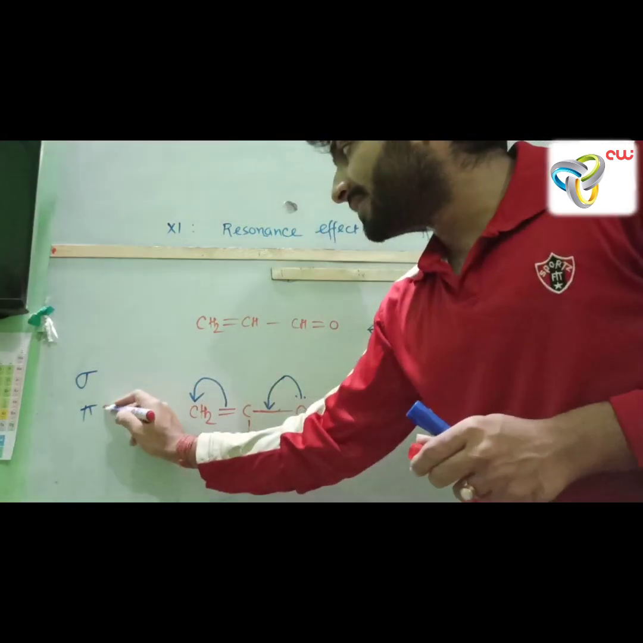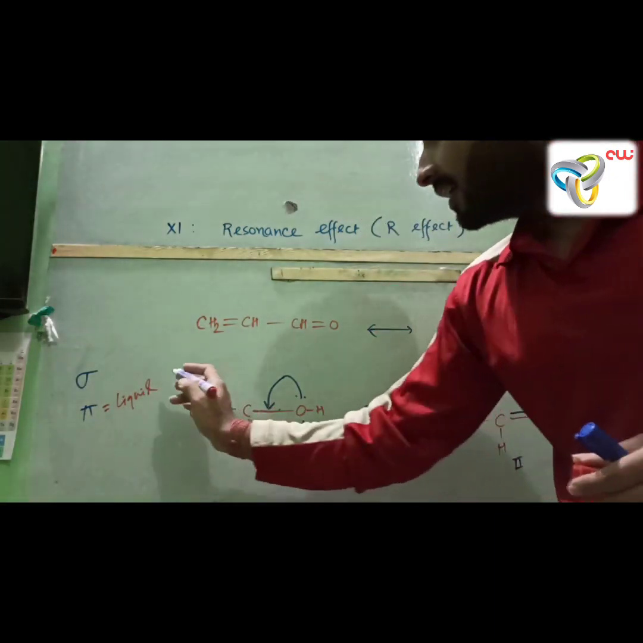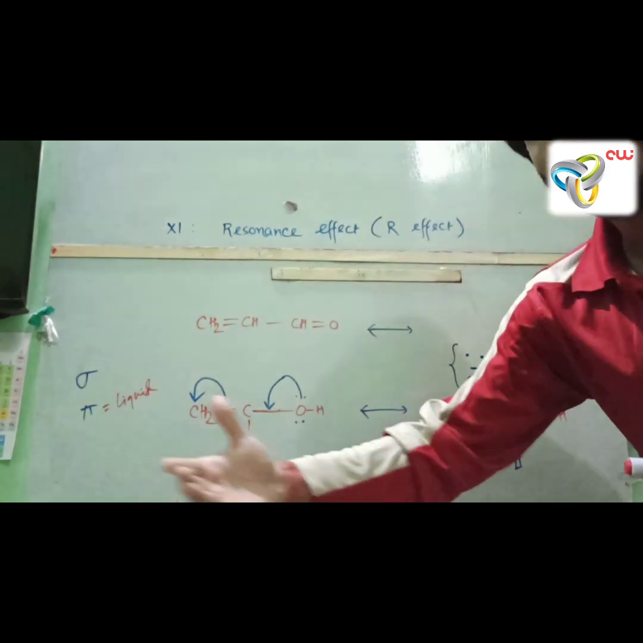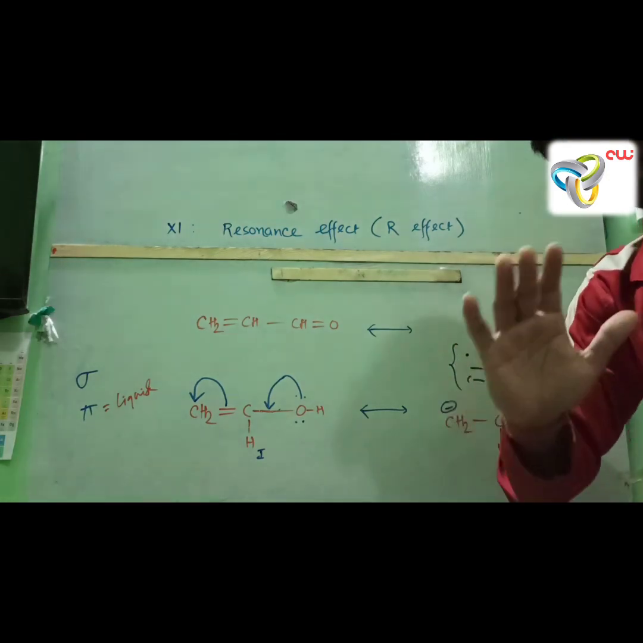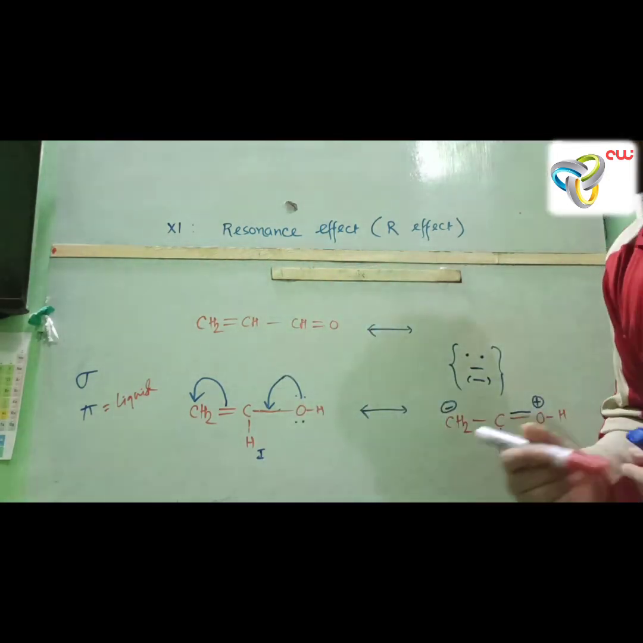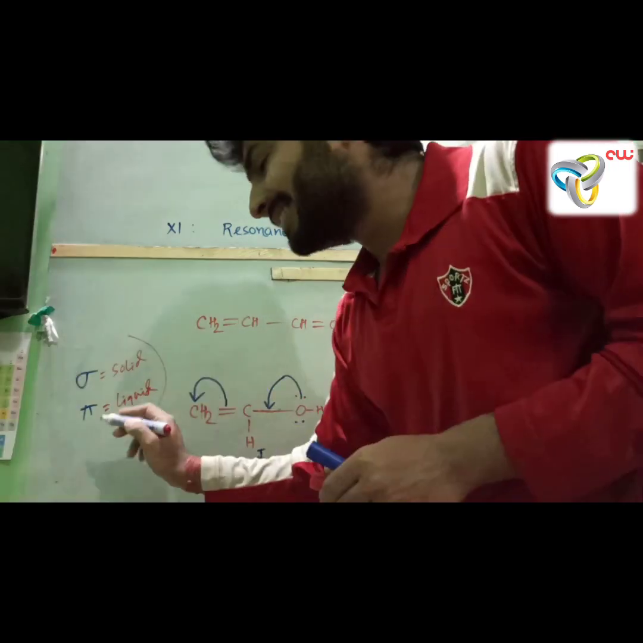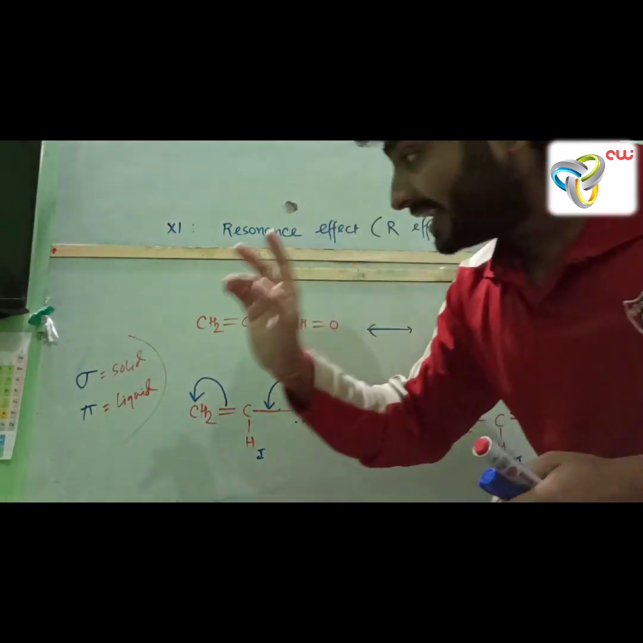So the pi bond represents here the liquid part, or the flow in the ocean or the river, not the soil part. It is the liquid part which is lighter and easier to move around. The sigma part represents the solid part. This is merely an example, don't confuse it. This is merely an example.